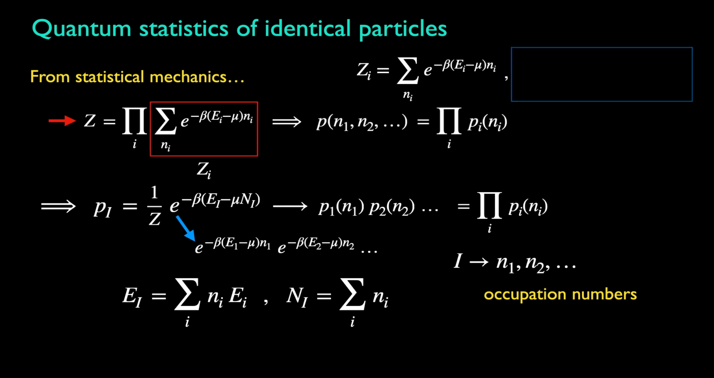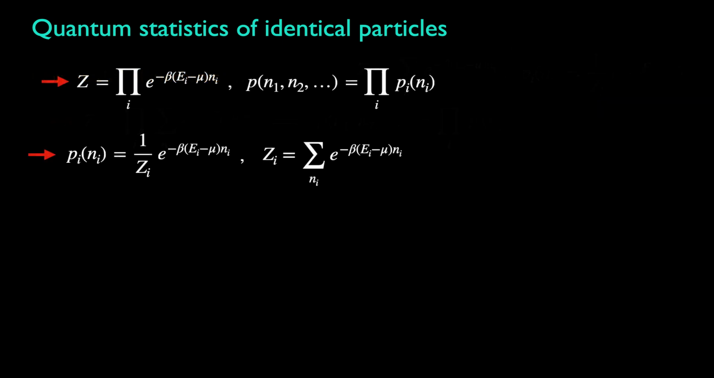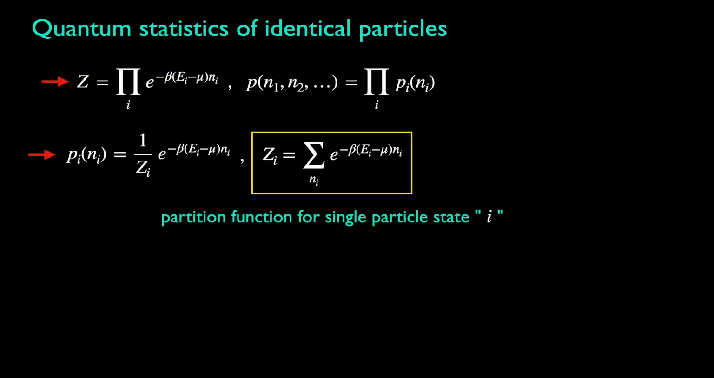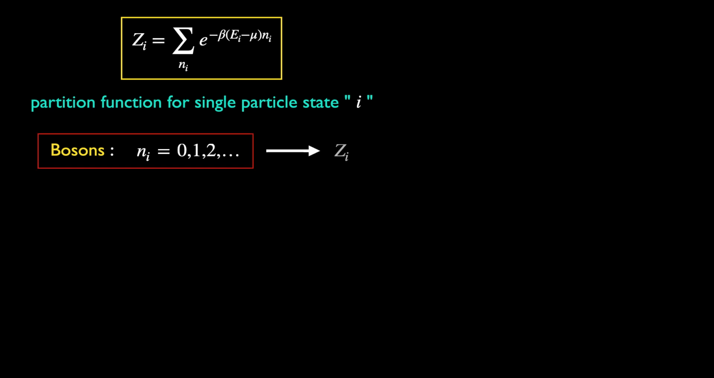Each probability is the probability for a single particle state to have a given occupation number. Therefore, all we have to do is to calculate Zi. For the case where all the identical particles are bosons, there are no restriction on the occupation numbers. Zi is an infinite geometric series, which has the standard result.